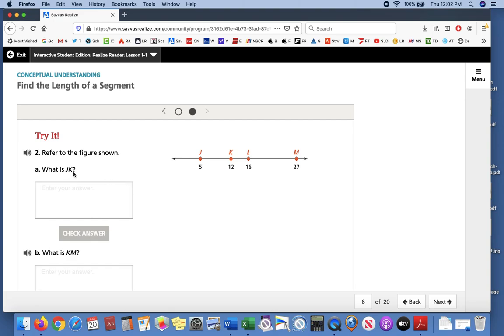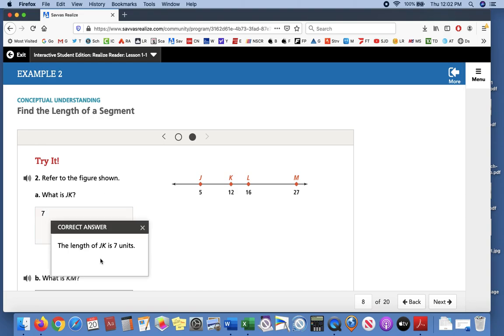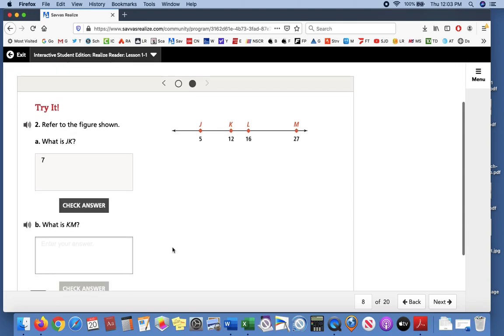The first one's asking for JK. From J to K, I see it's 5 to 12. I'm going to go larger minus smaller, so I don't have to use the absolute value. 12 minus 5 is 7. I am correct. And then for KM, from K to M, 12 to 27.